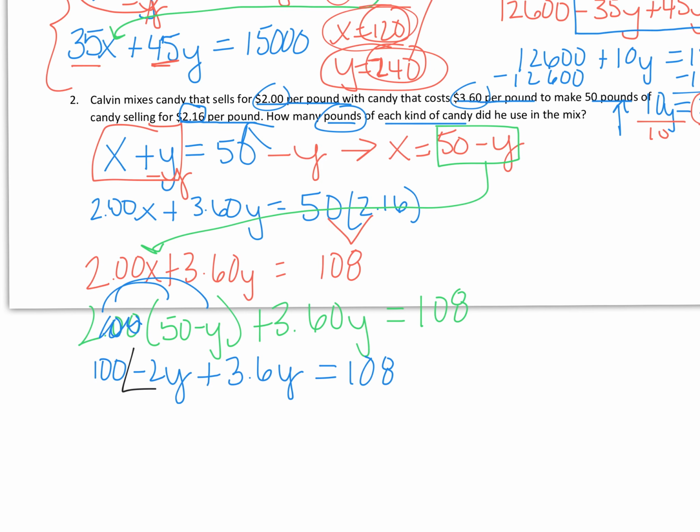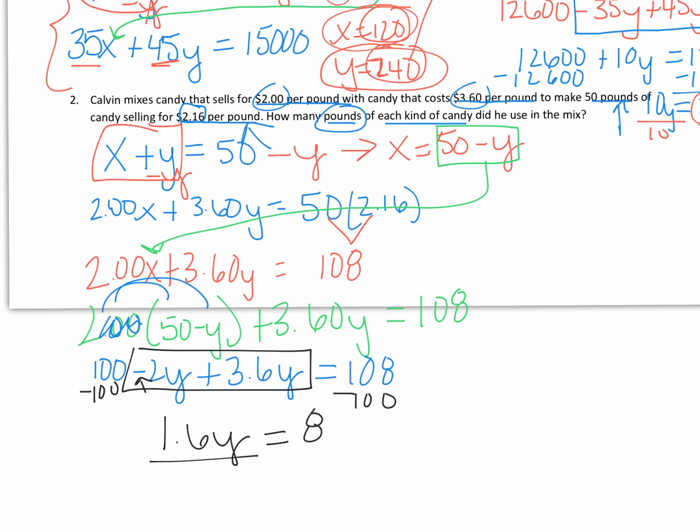Okay, I'm going to combine these like terms. Again, don't forget that negative in front of the 2. It's there. So 3.6 minus 2y is 1.6y, because 3 minus 2 is 1. So this just becomes 1.6y when I combine those like terms. And if I just subtract that 100 from each side, I end up getting 1.6y equals, well, 108 minus 100 is 8. I'm just going to divide out that 1.6 on each side. I end up getting y equals 5.